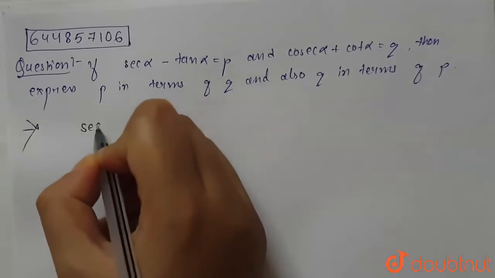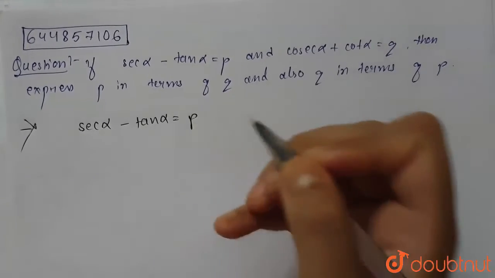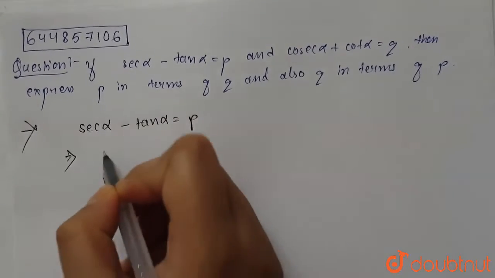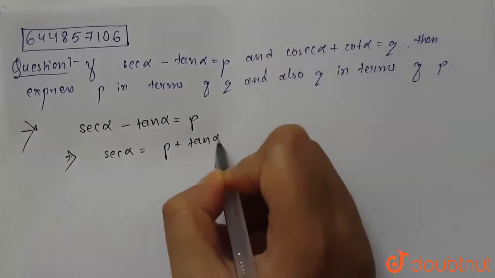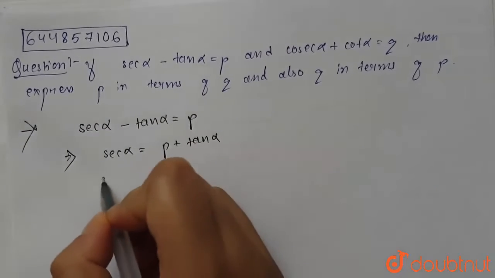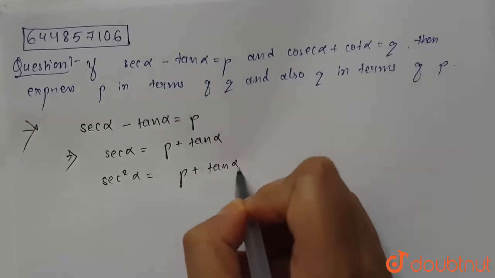So we are given sec alpha minus tan alpha equals p. From here we can write sec alpha equals p plus tan alpha. After taking the square on both sides, we can write sec square alpha equals (p plus tan alpha) whole square.